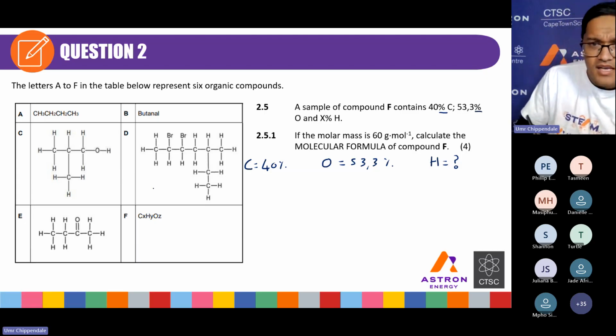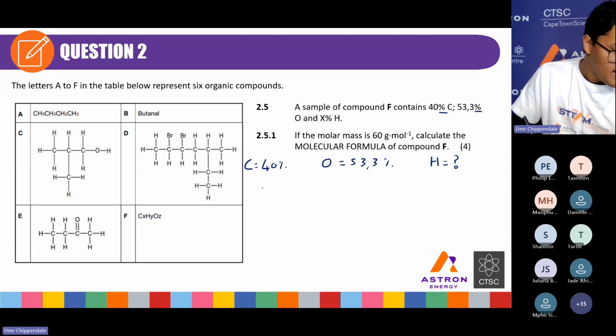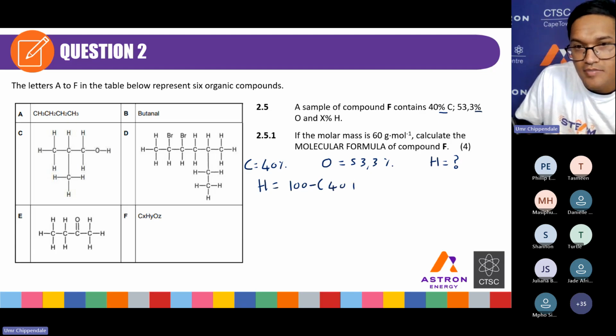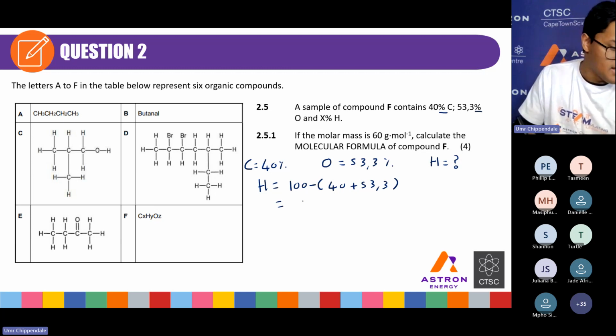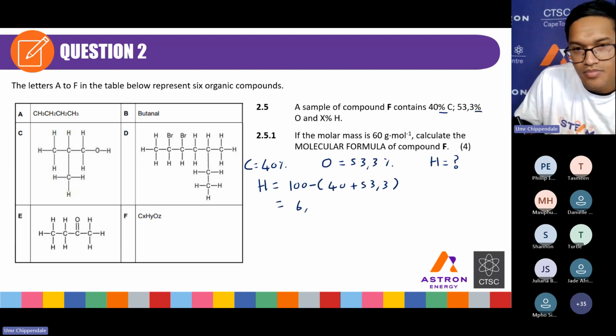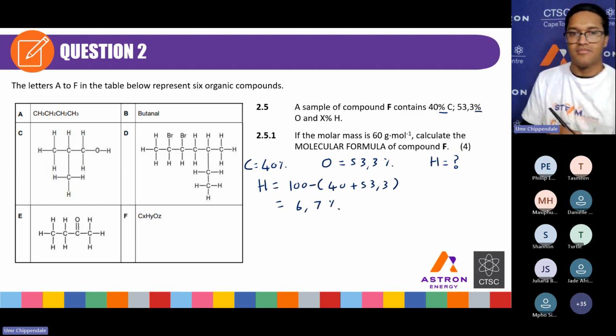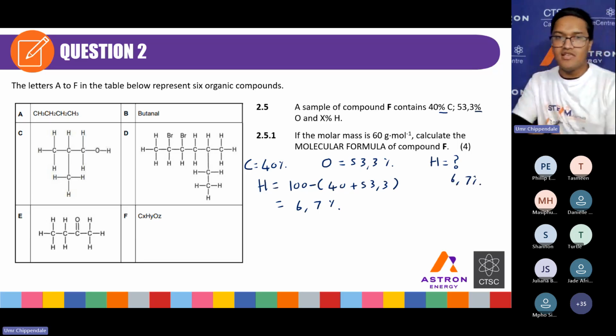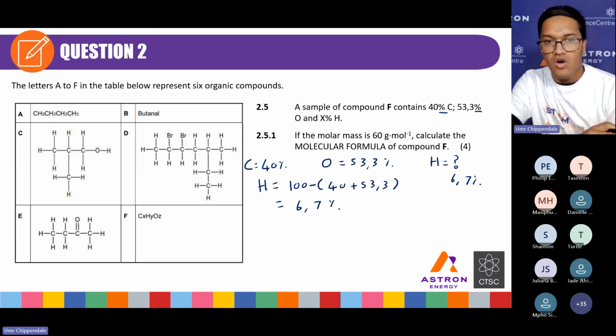So we are going to write now to calculate hydrogen. It's going to be 100, because remember it's 100%, minus the sum of these two, 40 plus 53.3. If you type that in a calculator, you'll get an answer of 6.7. And we're still dealing with percentage. So now we know that hydrogen will have 6.7%, whereas oxygen is 53.3 and carbon is 40%.